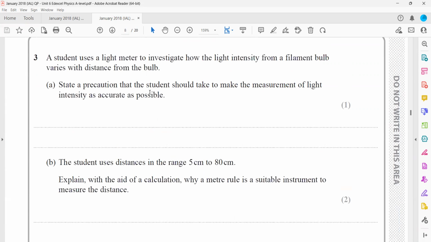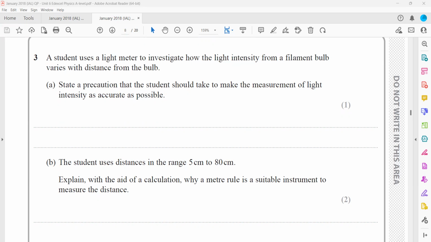Question 3: a student uses a light meter to investigate how the light intensity from a filament bulb varies with the distance from the bulb. State a precaution that she should take to make the measurement of light intensity as accurate as possible. If you want to measure the light intensity as accurately as possible, there should be no other light source in the surroundings.